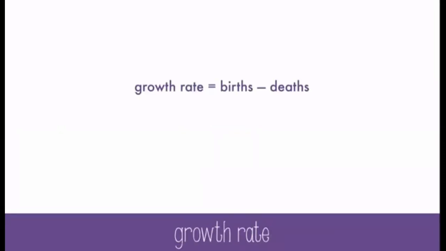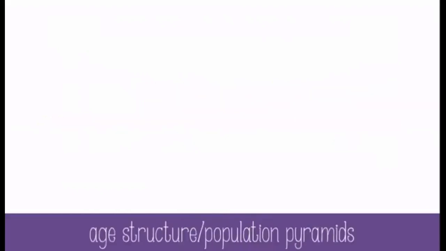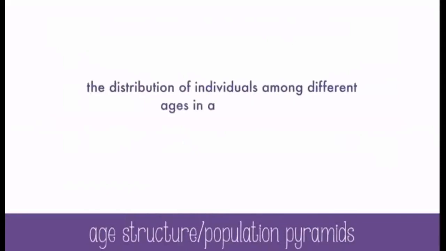In reality, there's also immigration and emigration to consider. So here's a more realistic growth rate calculation. The growth rate is equal to the births plus the immigration minus the deaths and the emigration. You can remember that immigration means individuals coming into a population, and emigration is individuals exiting the population. Immigration in, emigration exit.